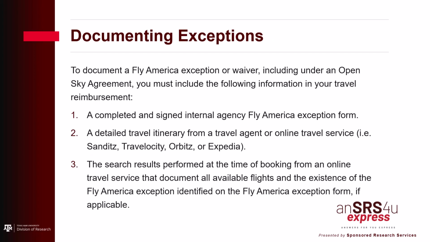To document a Fly America exception or waiver, including under an open skies agreement, you must include the following information in your travel reimbursement: a completed and signed internal agency Fly America exception form, a detailed travel itinerary from a travel agent or online travel service, the search results performed at the time of booking from an online travel service that document all available flights and the existence of the Fly America exception identified on the Fly America exception form if applicable.